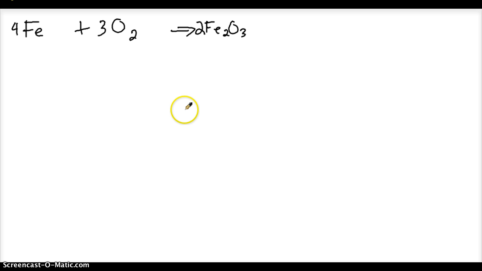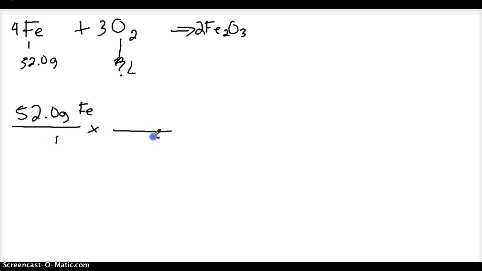So if I end up with 52 grams of iron that I'm going to use, I want to know what the volume of oxygen would be to completely react all of this off. So how many liters of oxygen gas would be produced? So we're going to start with 52.0 grams of Fe.